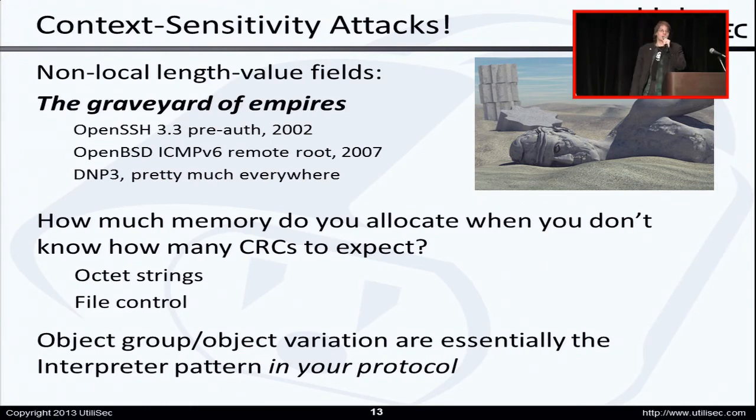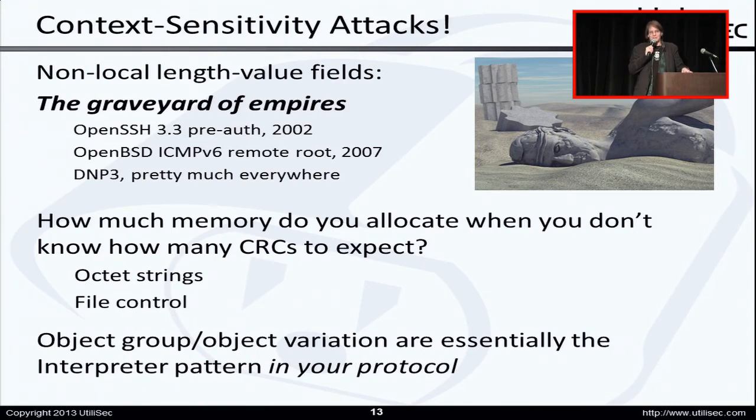There's a paper from Microsoft from a couple of years ago that talks about the categories that most network protocols fall into. Mildly context-sensitive is the category of grammars where you have adjacent length and value. Like, you see that a little bit in DNP3, but mostly not.